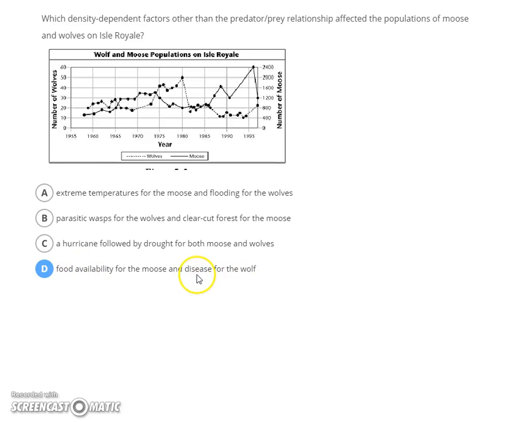And for wolves, the same thing. The more wolves there are, the bigger of an issue disease can become. The more they're packed in together, the faster disease can spread. So letter D makes the most sense here. Again, some of these things are just not density dependent. Extreme temperatures, it doesn't matter if it's 1 moose or 10 moose or 100. If it's extreme temperatures, it could kill them, no matter what the population is. Same thing for flooding. It doesn't matter how crowded the wolves are, flooding would be deadly to any number of them. So D is the one that's the most density dependent. And we will stop there with this video and pick up with the next one.